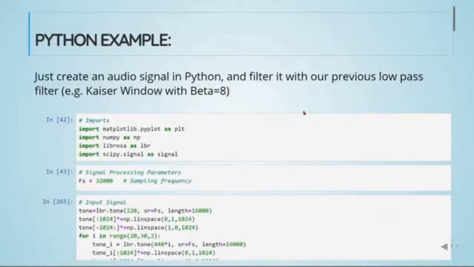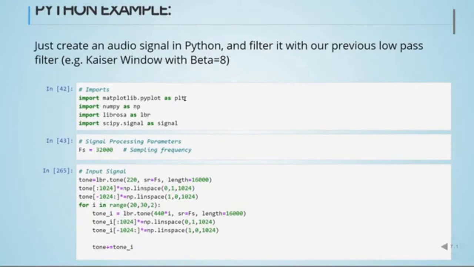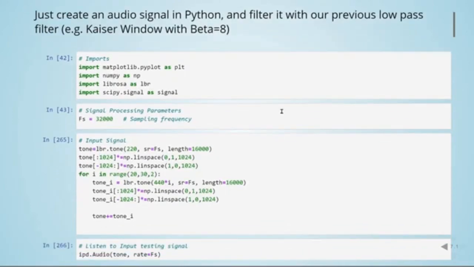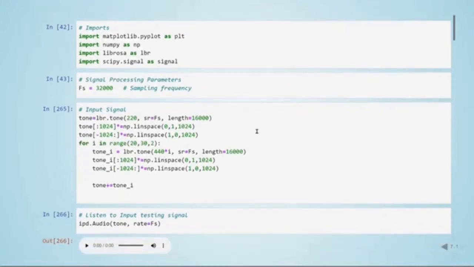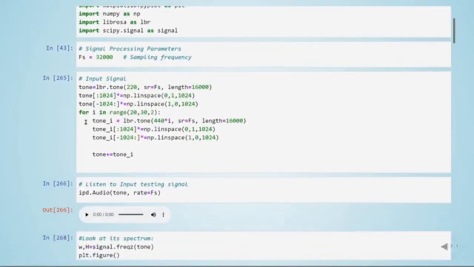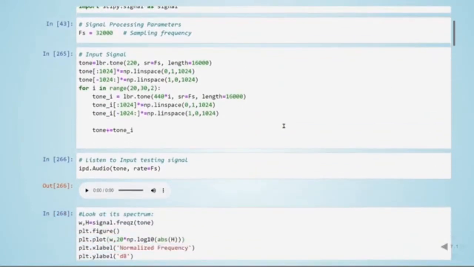In this example, we'll create an audio signal in Python, and then we will filter it with our previous low-pass filter that uses the Kaiser window with beta equals 8. Here I'm importing some libraries: matplotlib, numpy and scipy.signal. I decided not to use librosa this time because, instead of music, I'm creating a signal with some tones. We have a fundamental frequency of 220 Hertz, with some fade in and fade out so our signal is a bit smoother. Then I'm adding some harmonics at high frequencies, and this is how our signal sounds.